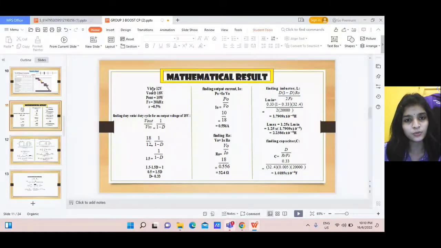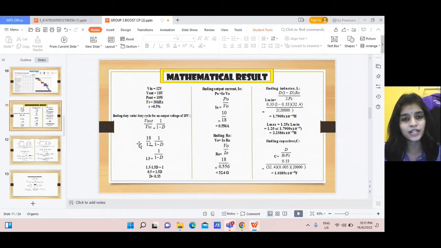Result part. So first I'm going to start with the mathematical result calculation part. So from here we know the given values: the voltage V in will be 12 volt, V out will be 18 volt, P out, the power out, will be 10 watt, and Fs, the frequency, will be equal to 20 kilohertz, and r will be 0.5%.